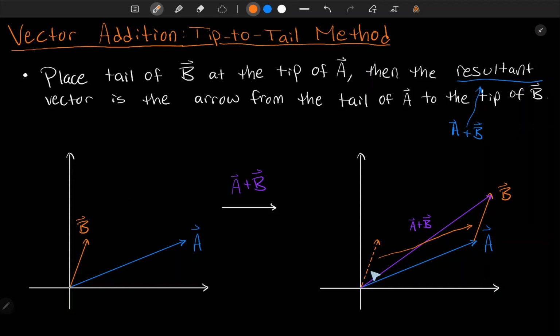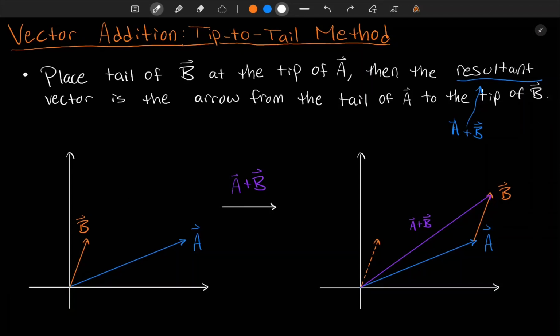This dotted arrow is just left over, so you see that B used to be here, and all I've done was shift it along A so that its tail is on the tip of A. And when I do that, I just connect this point here, which is the tail of A, and I draw an arrow from there to the tip of B, which is up here. So I just draw an arrow here, and that's the purple arrow. So this purple arrow is the resultant vector, which is A plus B. So that's how you would do the tip to tail method for vector addition.